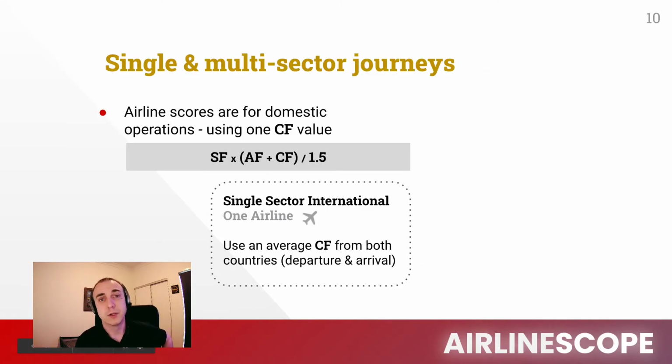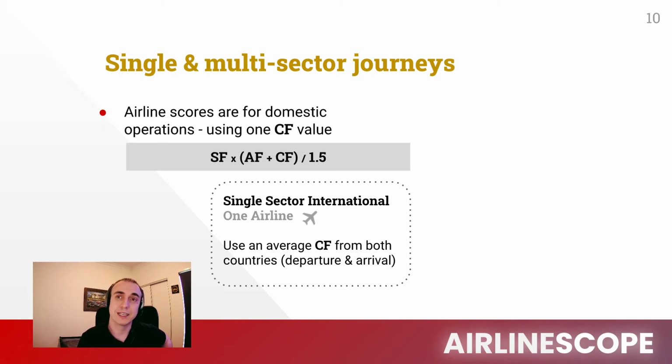Lastly, the single and multi-sector itineraries. Of course, when you see an airline score in any of the ASAM systems, that's a singular score for the domestic flight only, using the country factor of just the domicile country of the airline. As mentioned in section 6 of the mechanism, you can also do single sector international calculations when you use the country factor of both the departure and arrival country. So that's something we do on Airline Scope.